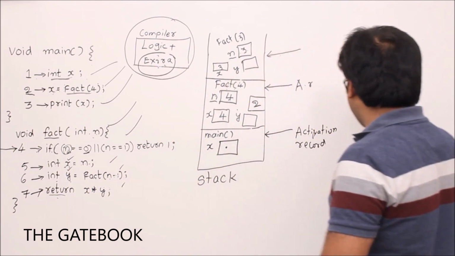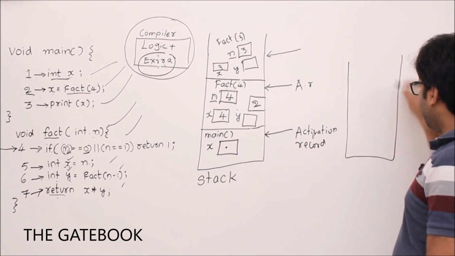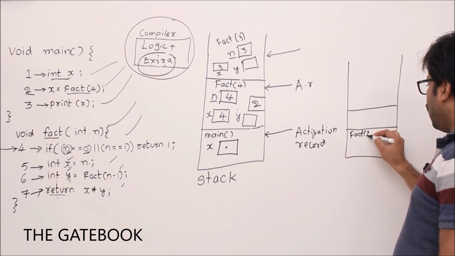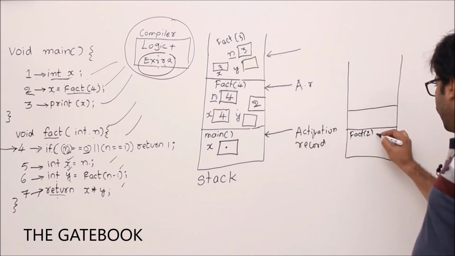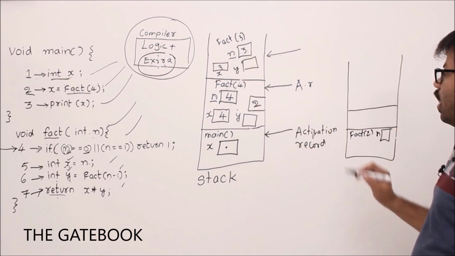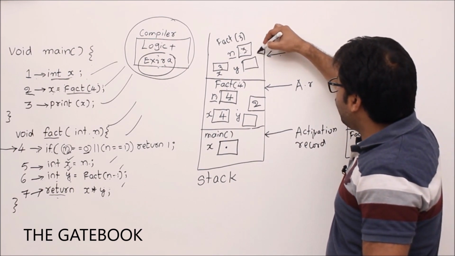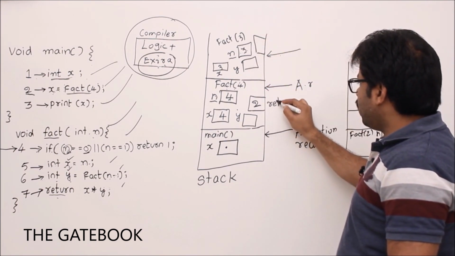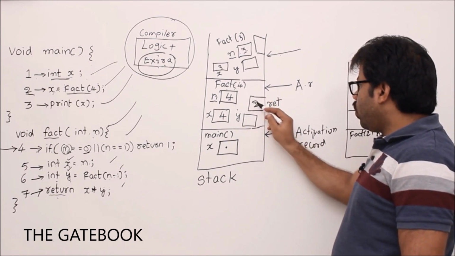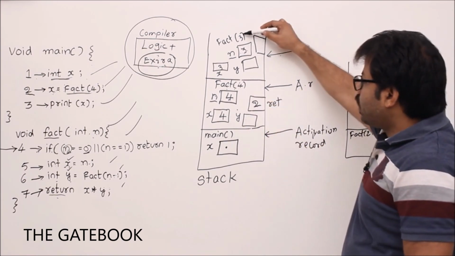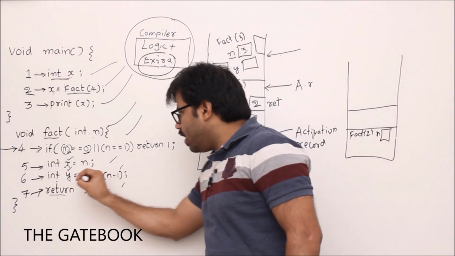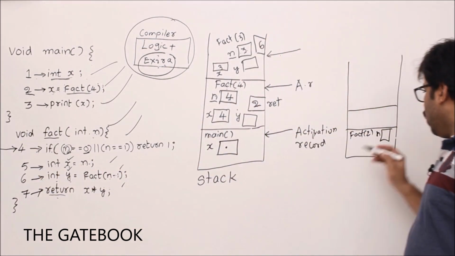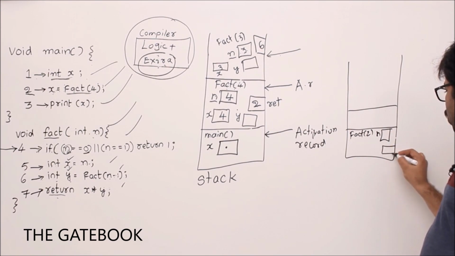Since it is a function call, we create a new activation record. Let's say that is factorial of 2. Now again the same story. One local variable n will be created, right? And one more thing we have forgotten, that is the return address. Here we always have to write the return address. From factorial of 4 we have to go to line number 2. From factorial of 3 we should go to line number 6. Remember it, okay? Now here also, from factorial of 2 where should we go?